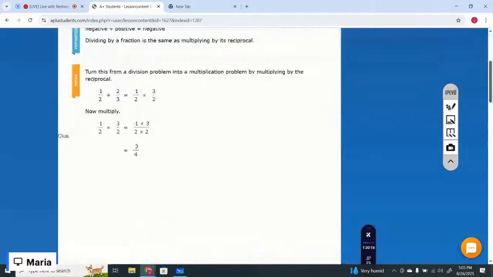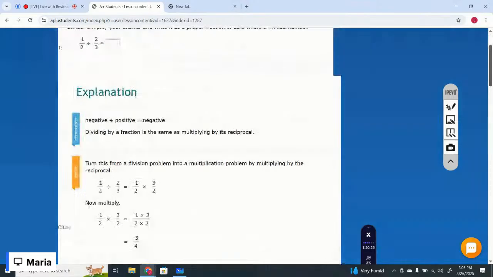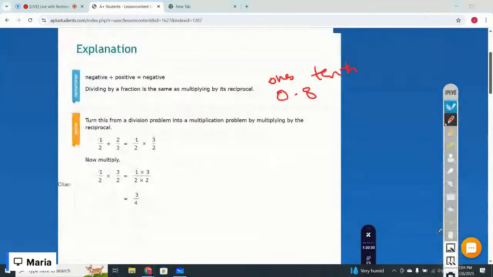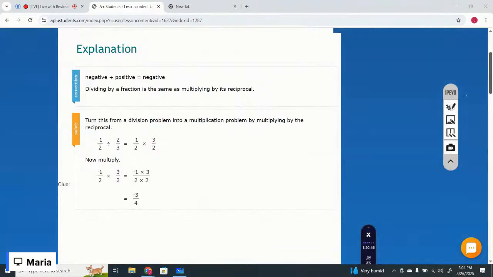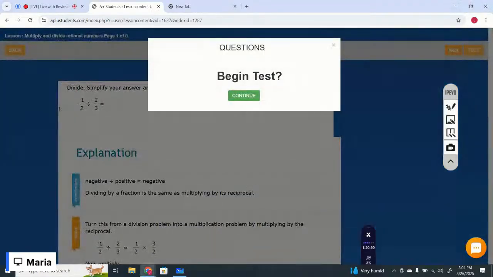We have to take the reciprocal of the term after and then multiply them like we do with the fractions. So that is negative 1 over 2 divided by 2 by 3. Replace the division sign with multiplication and take the reciprocal of the term, that is 3 by 2. So 3 times 1 is 3, that is negative 3, and 2 times 2 makes 4. So that is negative 3 by 4. Let's just start with the next questions.